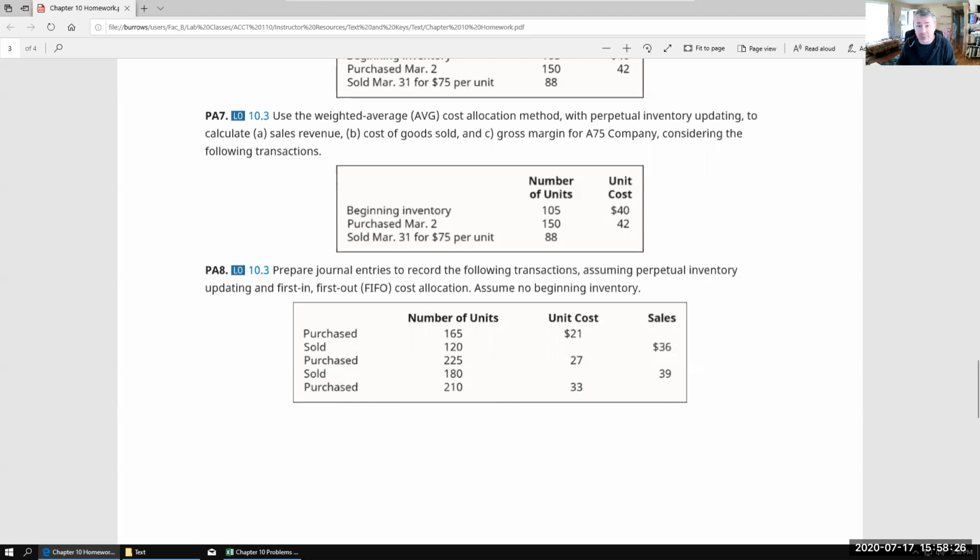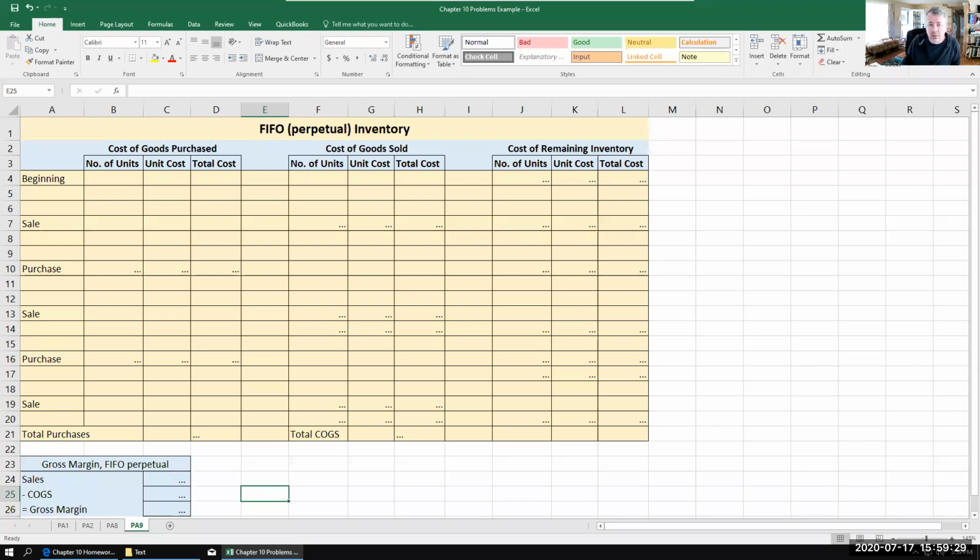Now I'm going to pause it and set up the fourth one. Okay, so the fourth problem is more of an in-depth charting out of the stuff we've already done.